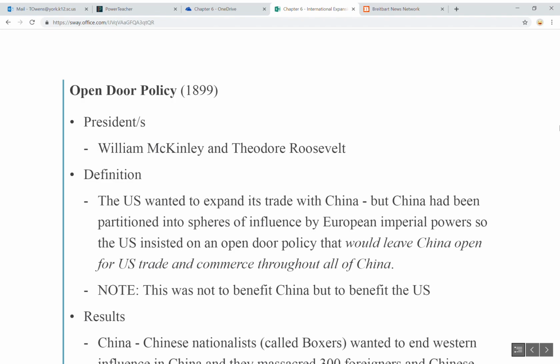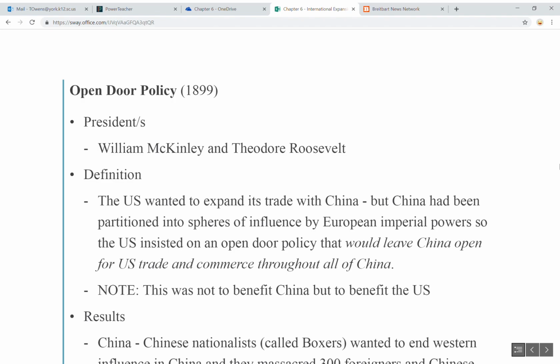And you wouldn't have really seen other countries coming in there and invading that sphere. The thing is, though, that the United States wants to trade with China, and we don't have a sphere of influence. And to be honest, we don't really want a sphere of influence. The United States doesn't want a small part. They want the freedom to trade within all of China. So John Hay is going to write the open door notes, and that's going to form the basis of the open door policy. And so basically this would leave China open for U.S. trade and commerce throughout all of China.